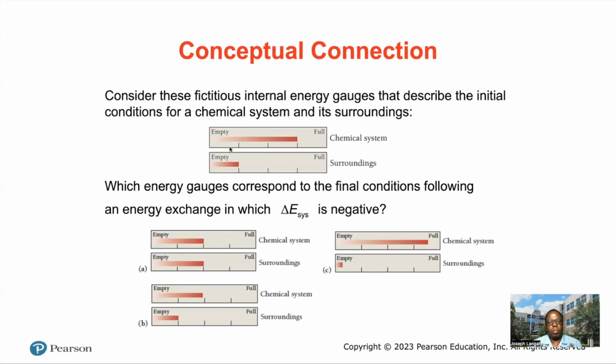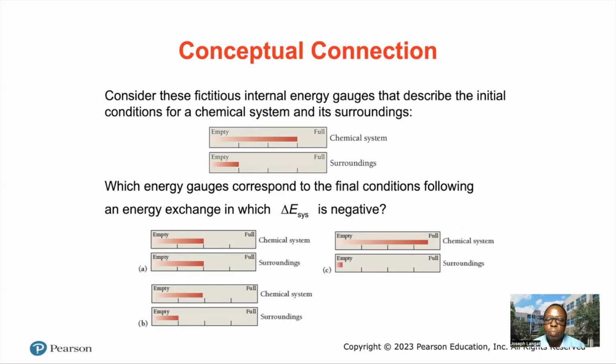If I look at using the centimeter analogy, 1 centimeter, 2 centimeter, 3 centimeter, for the chemical system and the surrounding, if we transfer everything from the surrounding into the system we will have a full scale, all 9 yards. So which energy cages corresponds to the final condition following an energy exchange in which the change in internal energy for the system is negative.